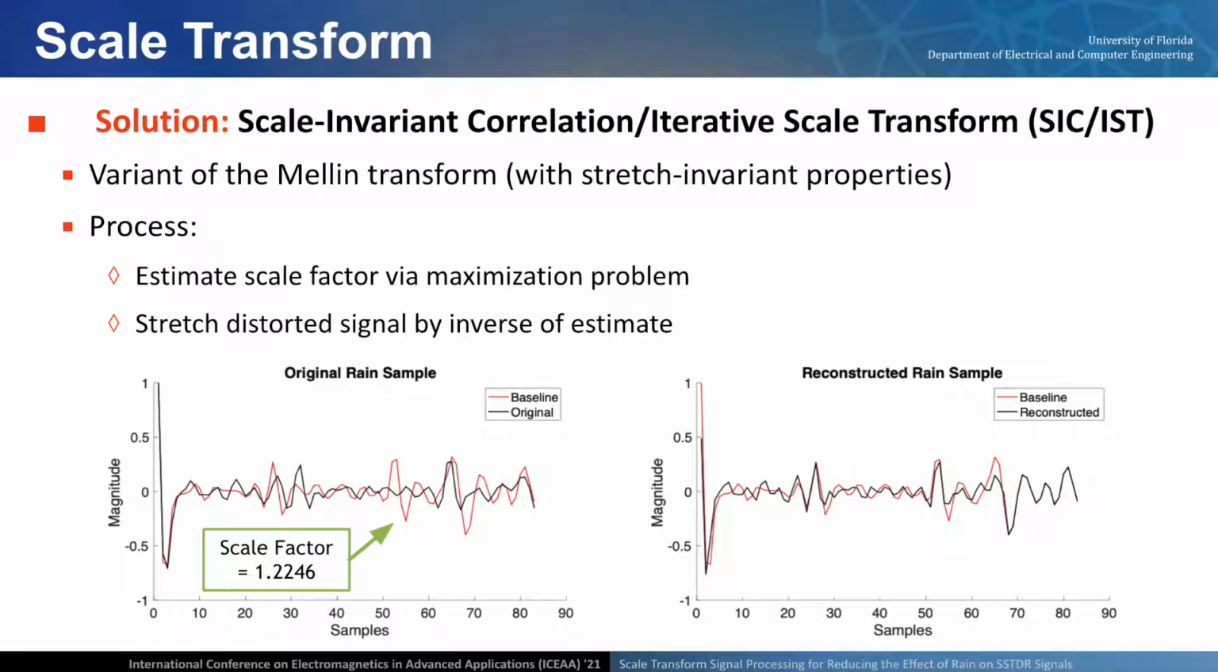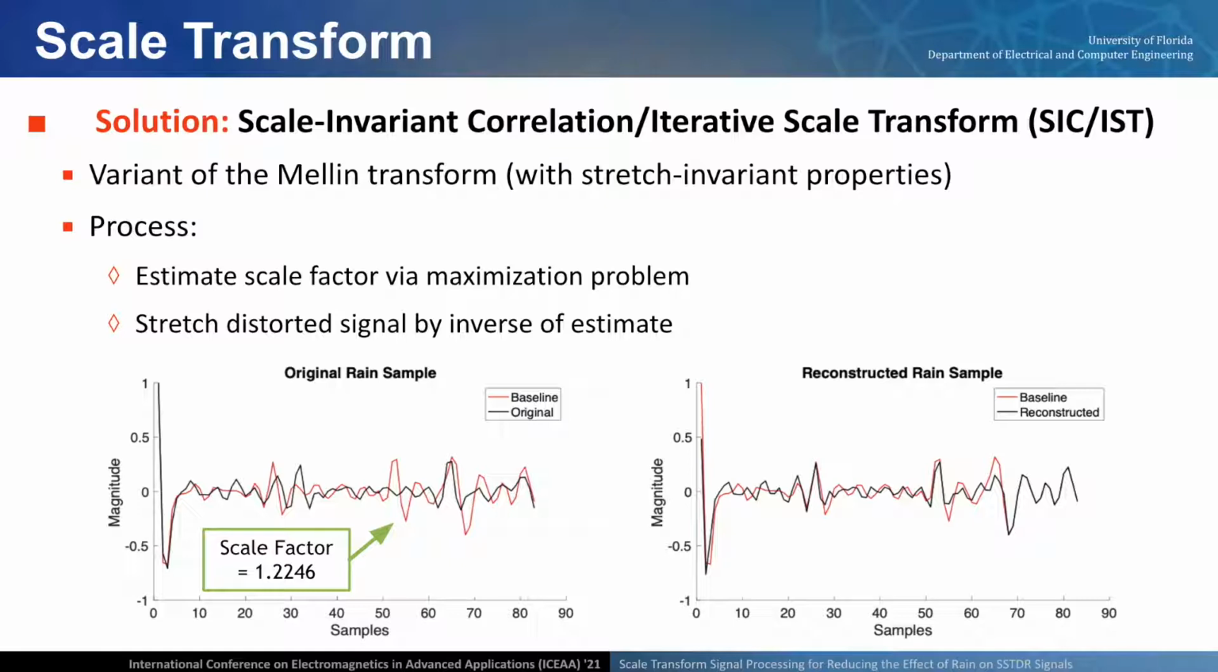Now our solution to this issue is the scale transform. The scale transform is a variant of the Mellin transform, which has many different stretch invariant properties. What this means is that a stretch in our time domain is going to correspond to a delay in the Mellin domain. Specifically, we use a computationally efficient approach known as the scale invariant correlation iterative scale transform, also known as SICEAA, where a scale factor estimate is produced by a maximization of a scale cross-correlation function.